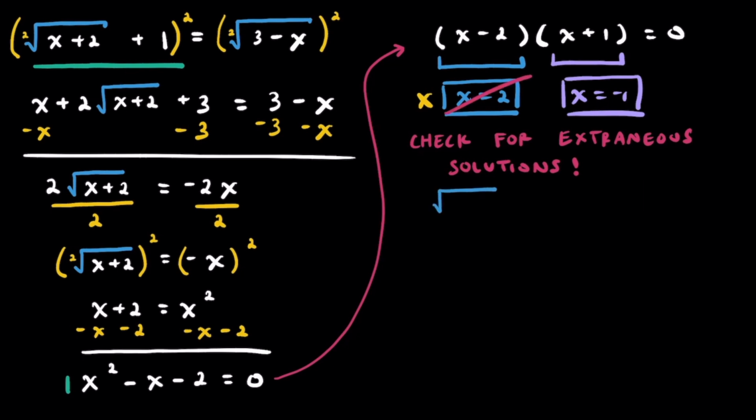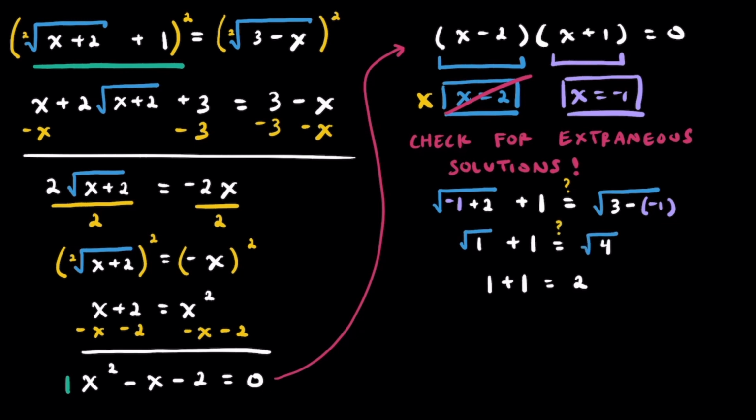Now trying out the -1, we have the square root of -1 plus 2 plus 1 is maybe equal to the square root of 3 minus -1. Then we'll have the square root of 1 plus 1 is maybe equal to the square root of 4. And finally, since 2 is equal to 2, we know that x equals -1 is a valid solution.